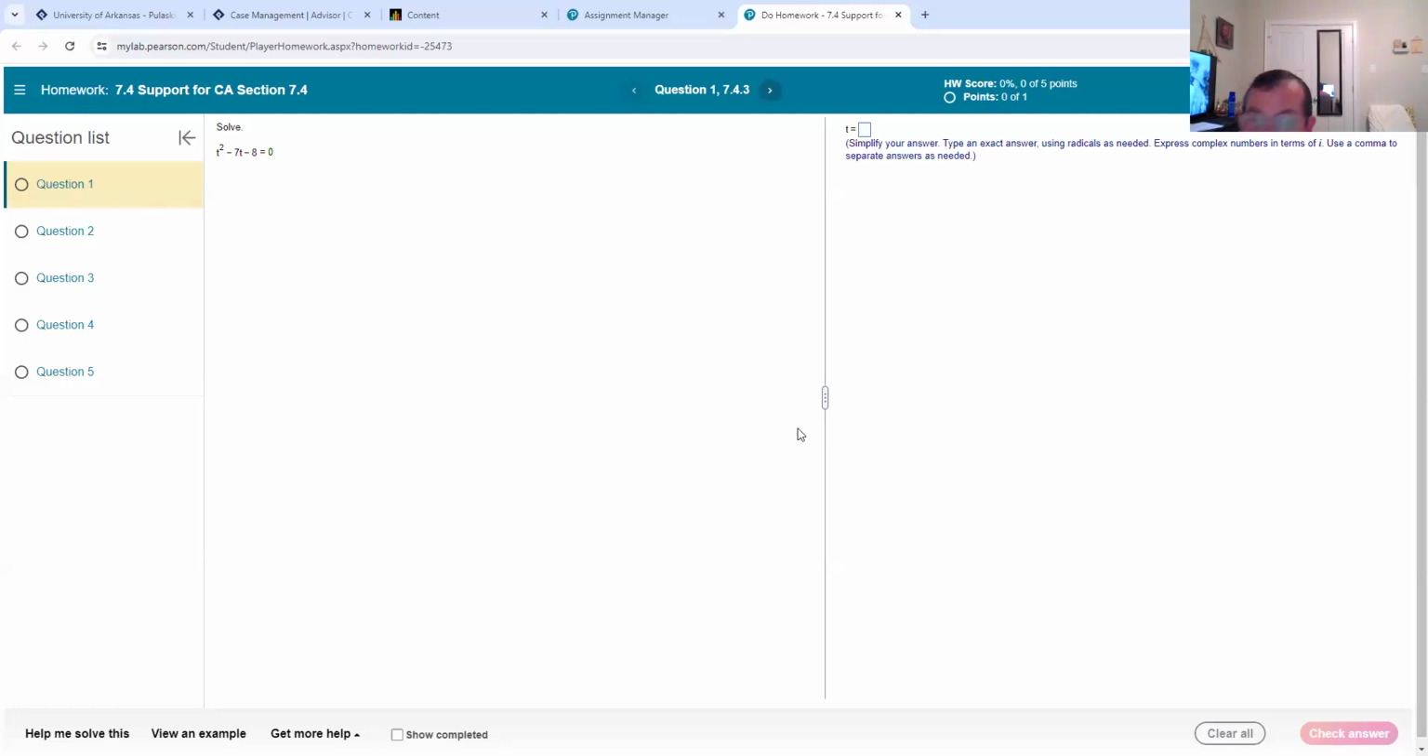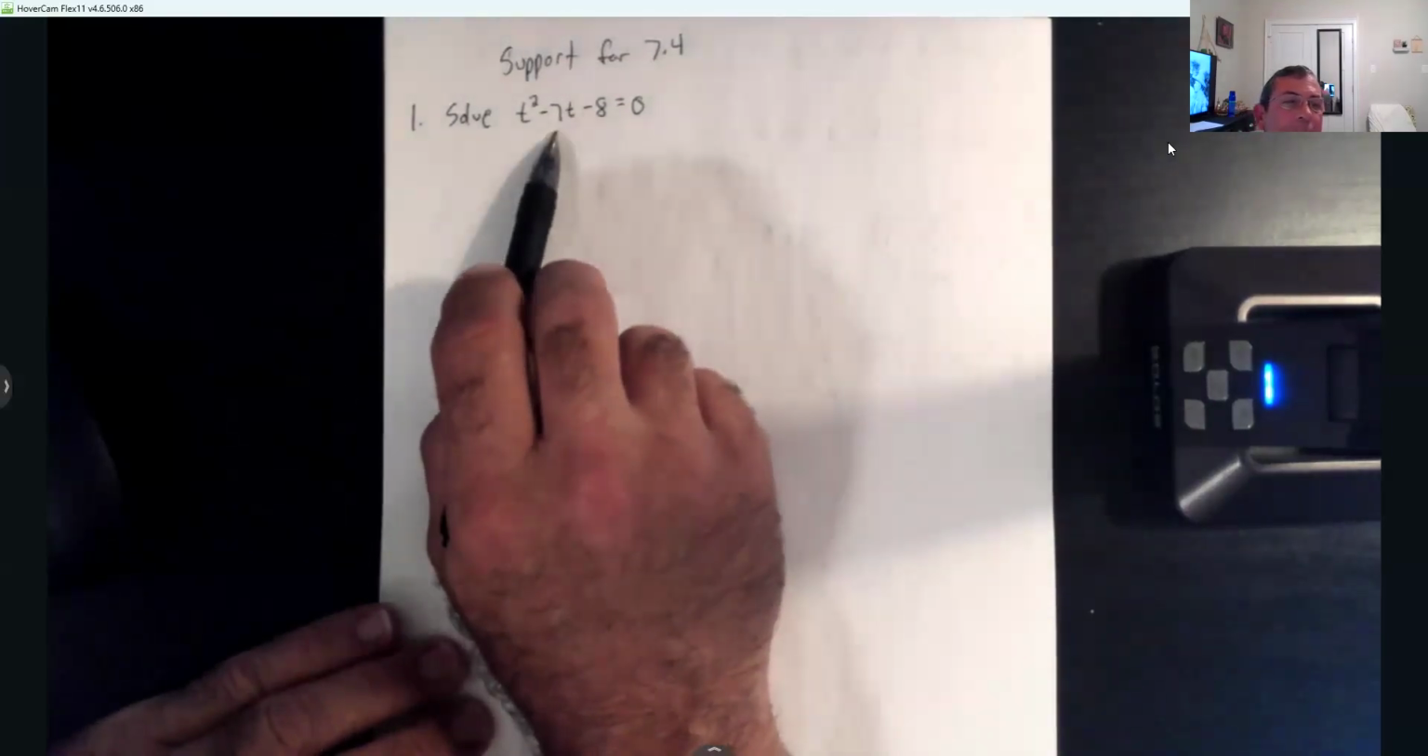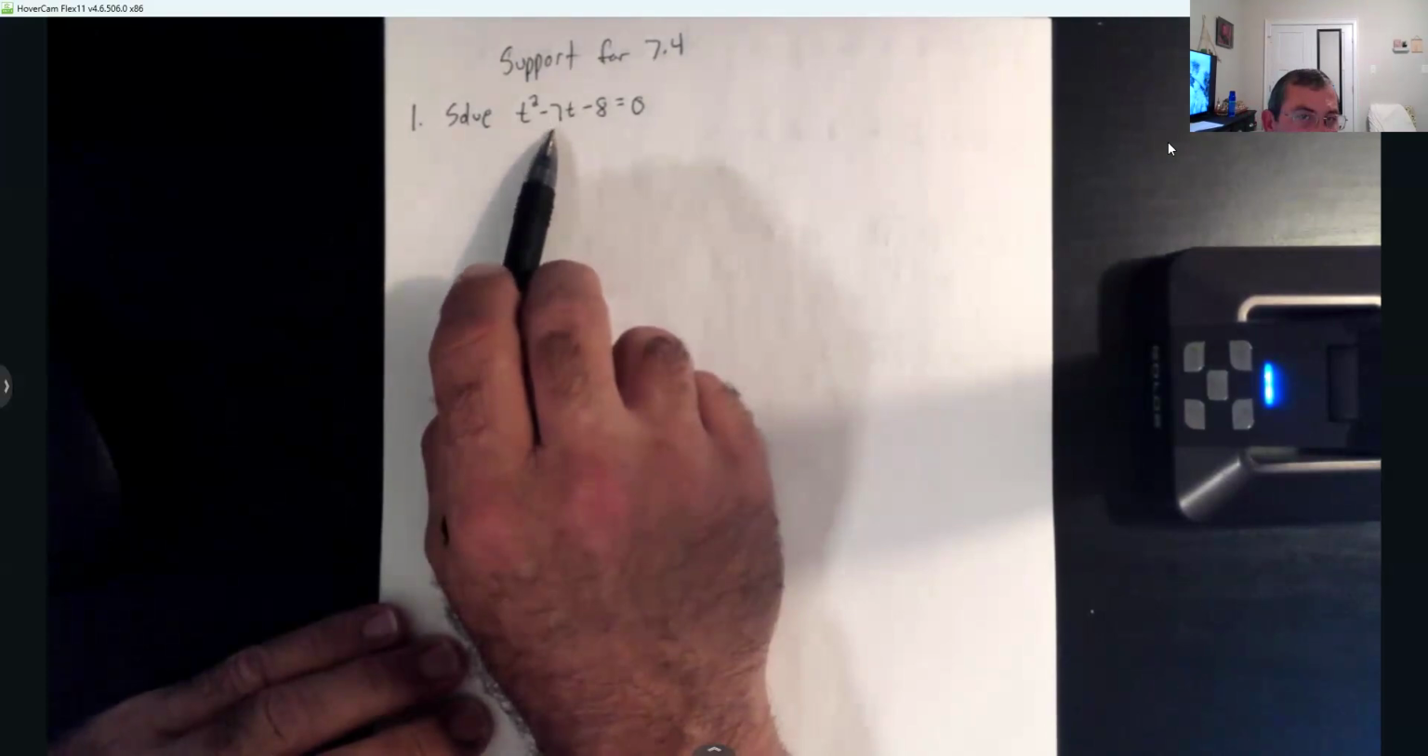Number one says solve t squared minus 7t minus 8 equals 0. All righty. So at the moment, the only way that we can solve this is by factoring. So do y'all remember how to factor?